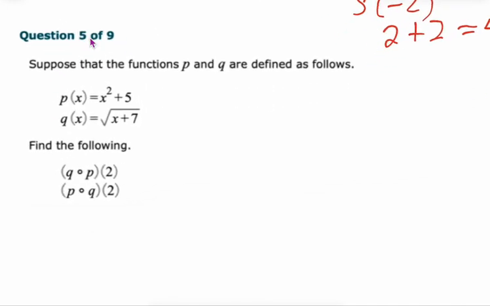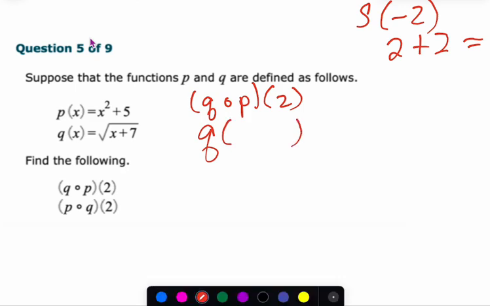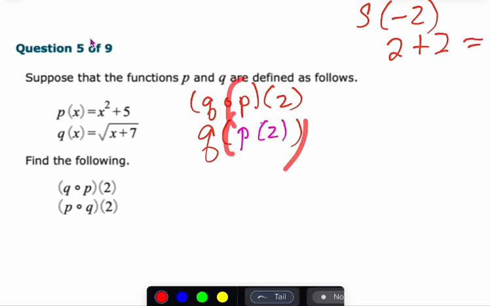So now let's look at these ones. The first one they've asked us to find is Q of P of 2. Okay. Anytime you see that notation, we're going to replace that open circle with a parenthesis, a start of a parenthesis. So I'm going to write that as Q of P of 2. Just take out that circle and put a parenthesis there. That's the start of your parenthesis, okay?